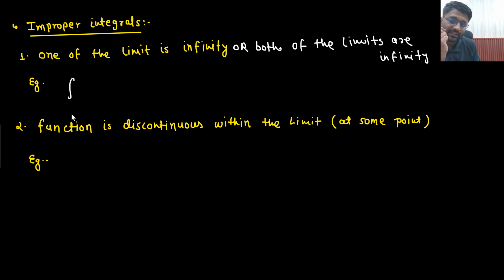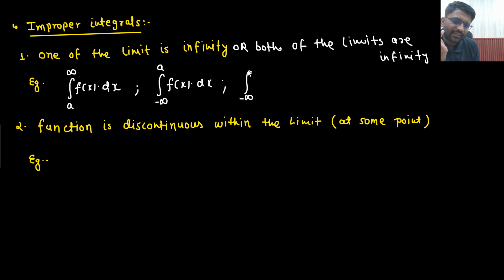That means if the integration is like this, limit a to infinity, this a could be any random number, f(x) dx, or it is like minus infinity to a, a could be any random number, f(x) dx, or it could be like minus infinity to infinity f(x) dx. So if the integration is like this, then it is known as improper integral of the first kind. You don't need to remember first kind, you just need to remember that it is an improper integral where one of the limits is infinity or both of the limits are infinity. Plus minus infinity.